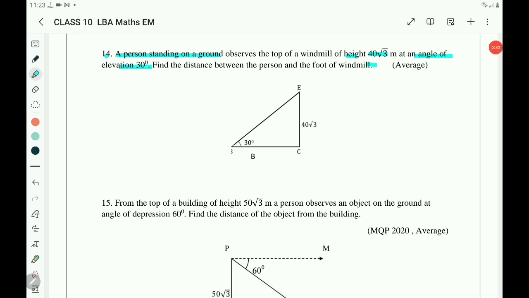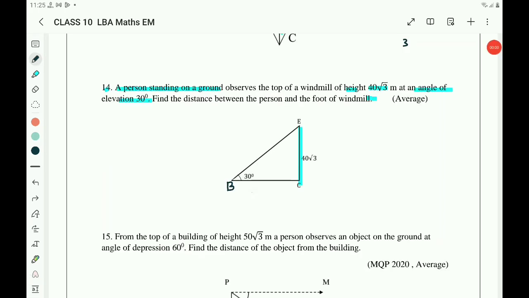In the figure, EC is a windmill. Its height is 40 root 3 meter. B is a point on the ground. From the point B, he observes the top of the windmill, that means E. He observes E, then the angle of elevation is 30 degree.